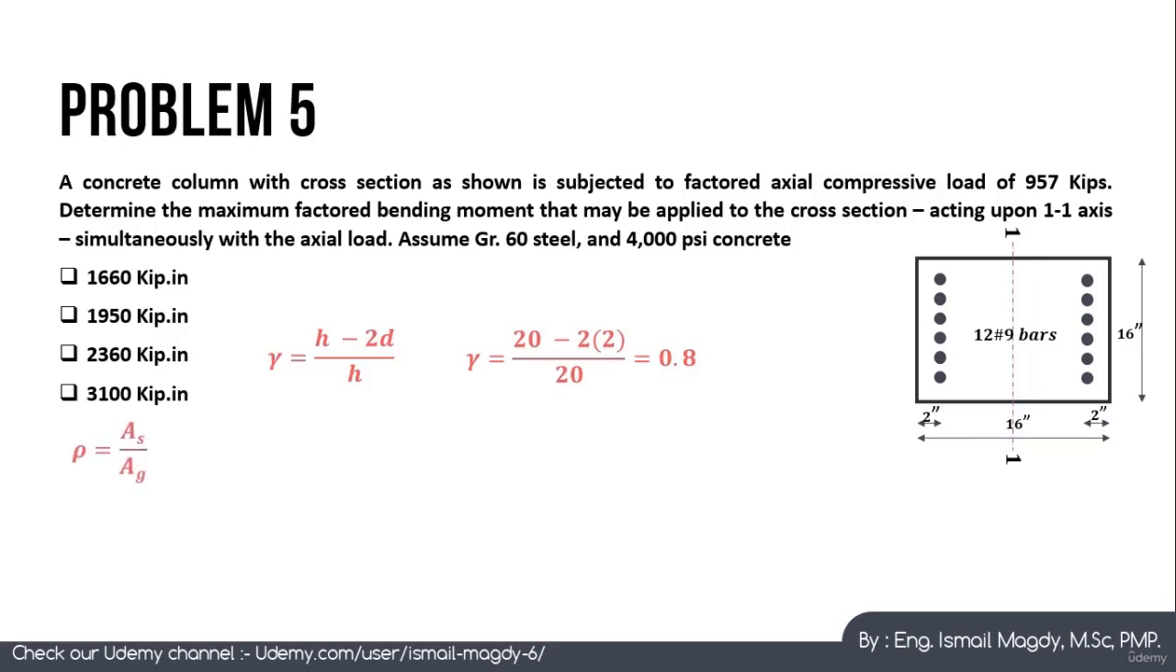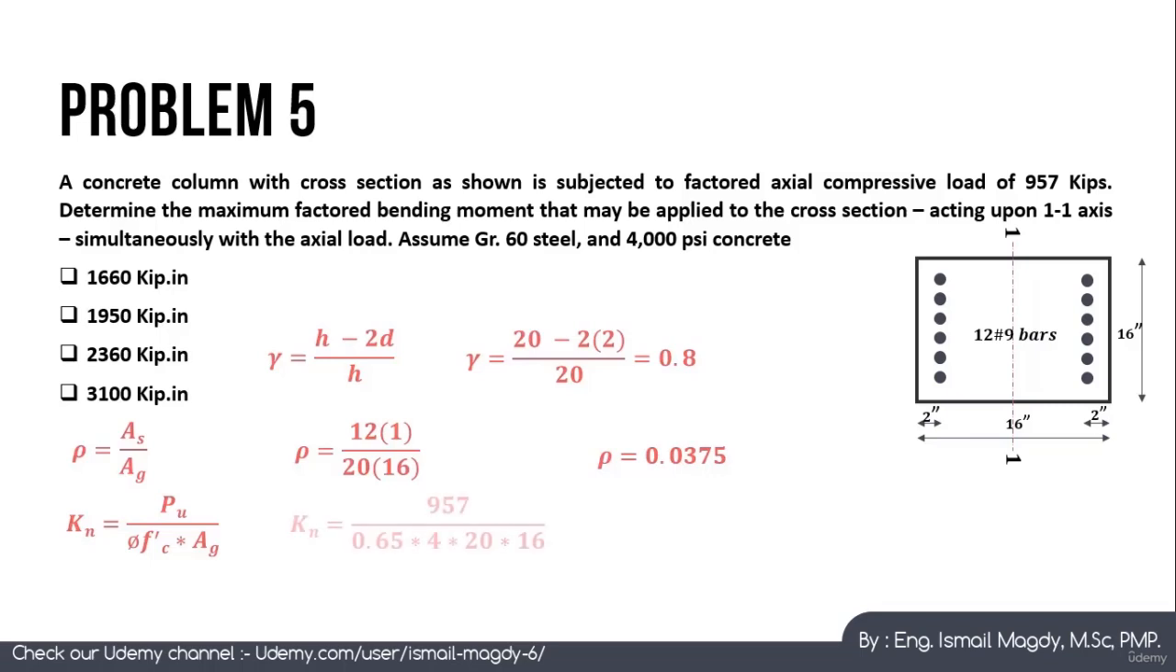At the same time, we can calculate rho, which is the percentage of the steel, and it equals the area steel over the area gross. We know that the area steel equals 12 multiplied by the area of the number 9 bars, which equals 1 inch square, and this is mentioned in the tables of the steel reinforcement in the reference book, over 20 multiplied by 16, which is the gross area of the concrete column, and this will equal 0.0375.